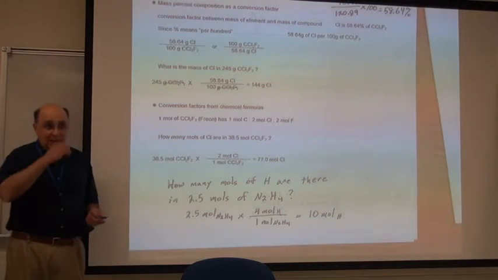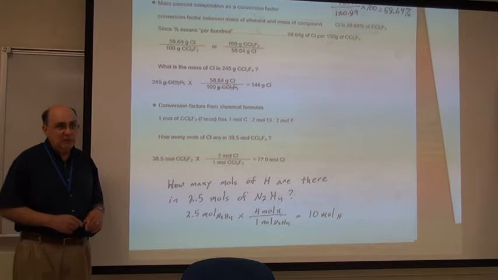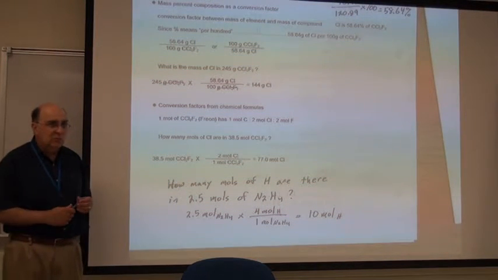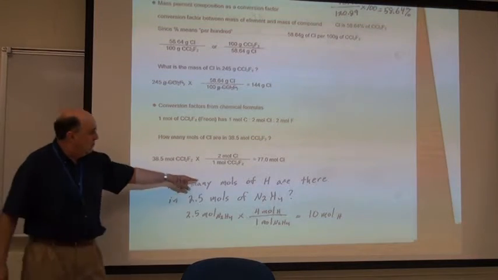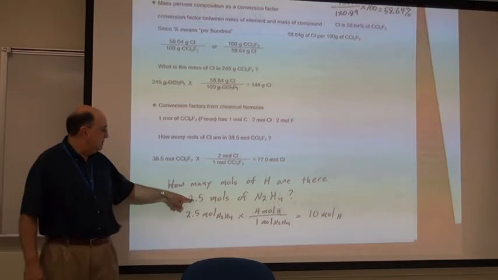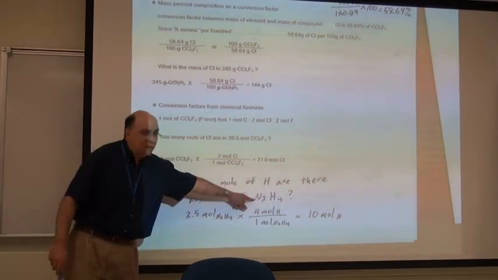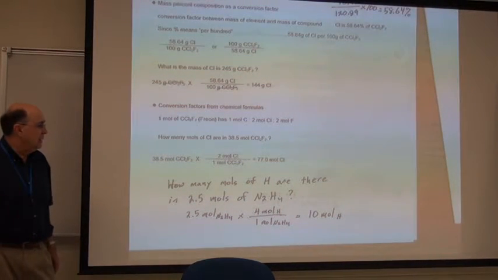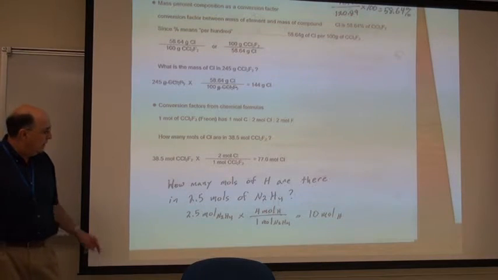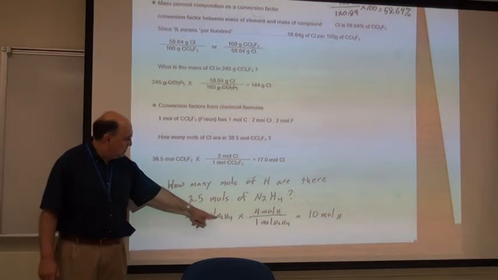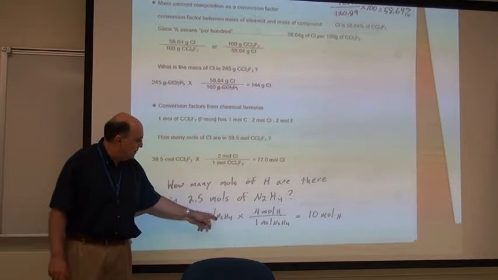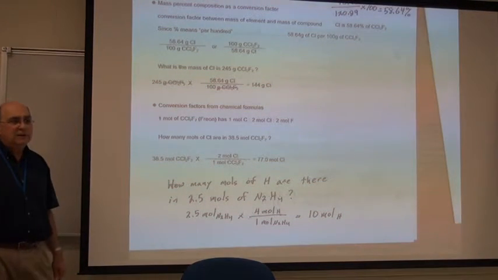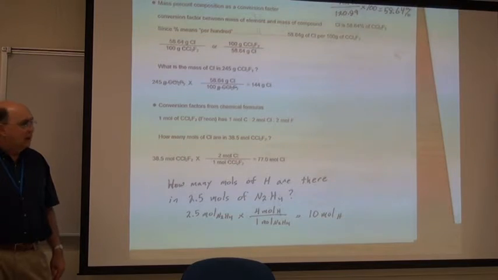I'm showing you the question because my goal is I want most everybody, if not everyone, to get this right. How many moles of hydrogen are there in 2.5 moles of hydrazine, N2H4? Well, we've got 2.5 moles of N2H4, and for each of these, there are 4 moles of hydrogen, and so that's what our answer is.